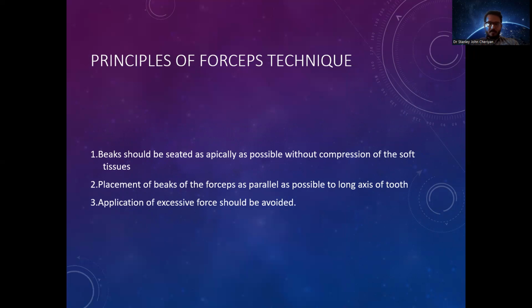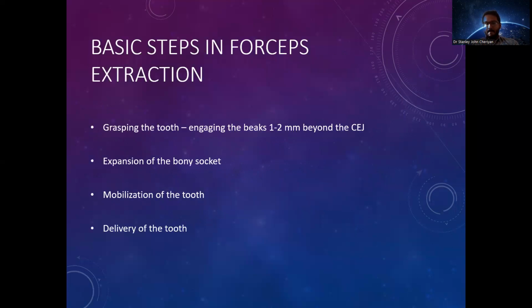So, principles of forceps technique: the beak should be seated as apical as possible. The beak should be placed parallel to the long axis of the tooth, and excessive force should be avoided. It should always be controlled force. You should not use excessive force. It's never about muscular strength, but about technique. So that should be kept in mind. Basic steps in extraction include grasping the tooth, expansion of the bony socket, mobilization of the tooth, and then delivery of the tooth.